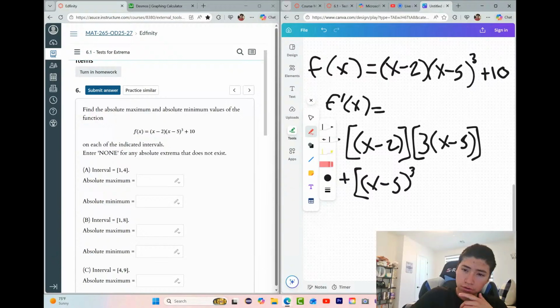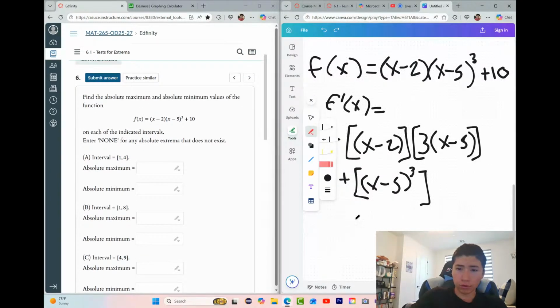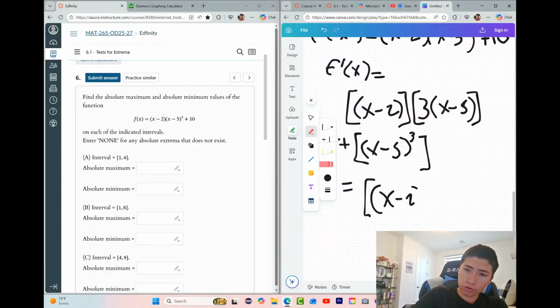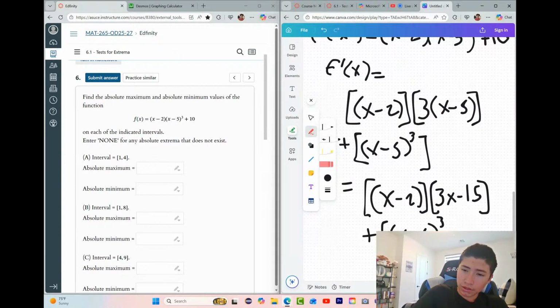Here we only have this. Okay, and then we have this plus, oh yeah, no, not plus anything. So we only have this. Should we expand? Oh yeah, I think we should expand. Okay, sorry, here. So this is equal to x minus 2, 3x minus 15 plus, yeah, I'm not going to expand that out. Cool.